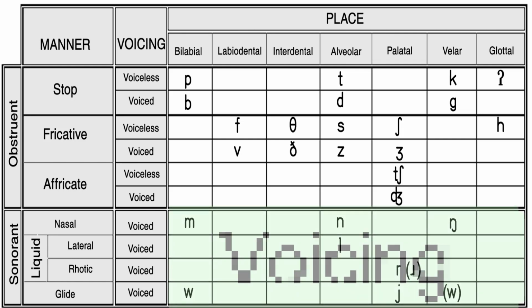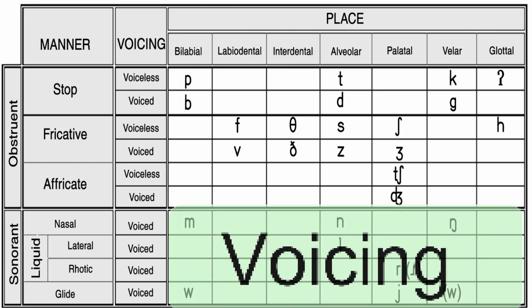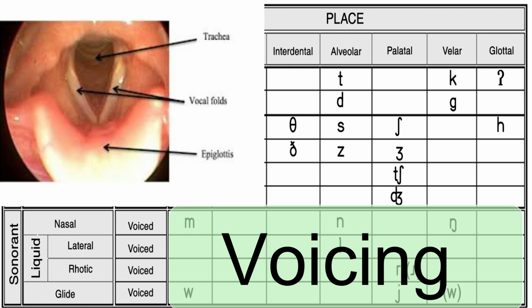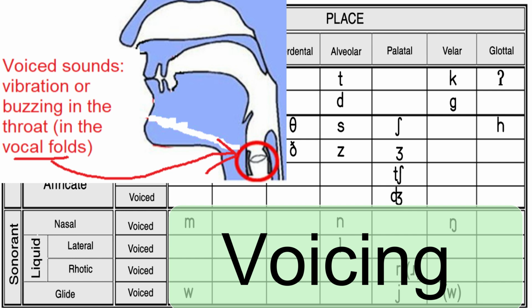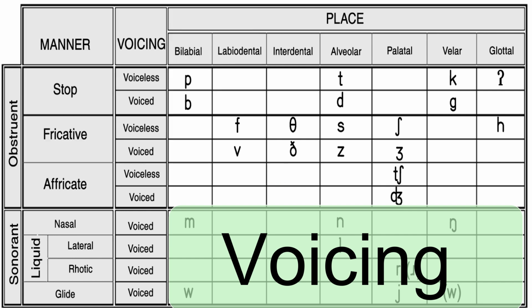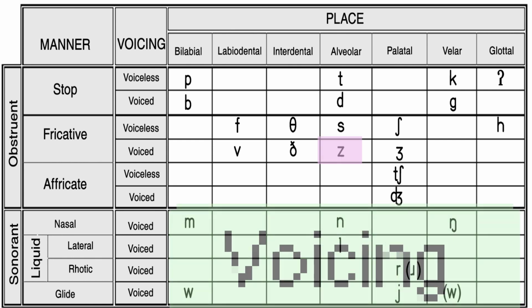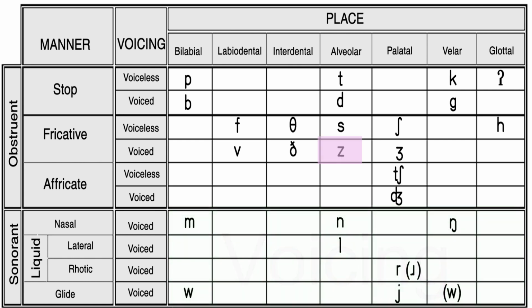Voicing. All sounds can be grouped into voiced or voiceless, or unvoiced. Voicing is concerned with the vibration of the vocal folds. To tell if a sound is voiced or voiceless, touch your throat gently. When you say a voiced sound, you can feel a vibration or buzzing in your throat. For example, when we say "z," there is a vibration, but when we say "s," there is no vibration.